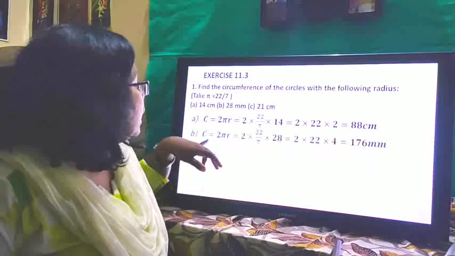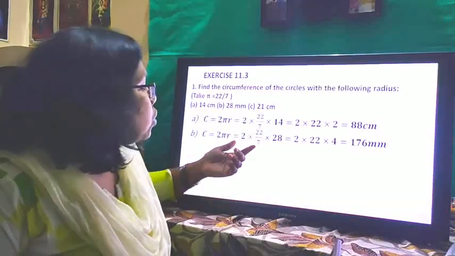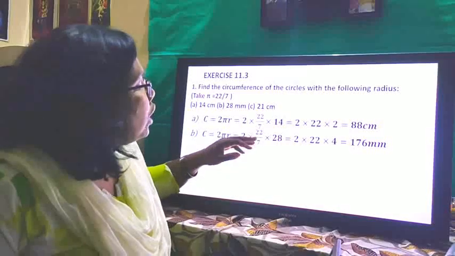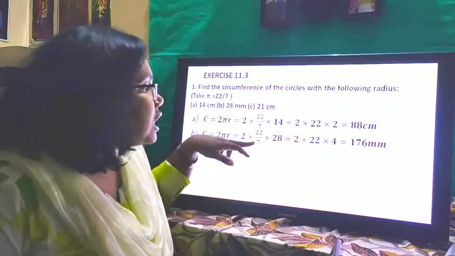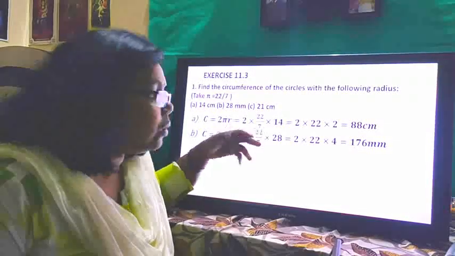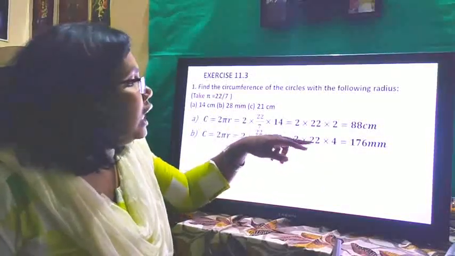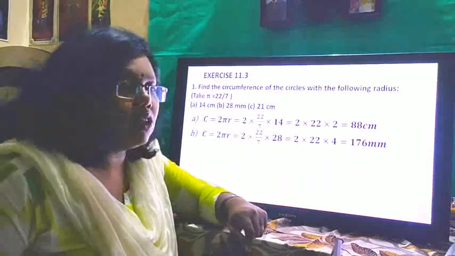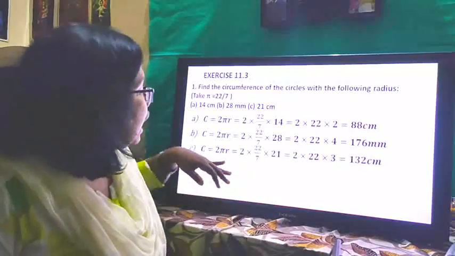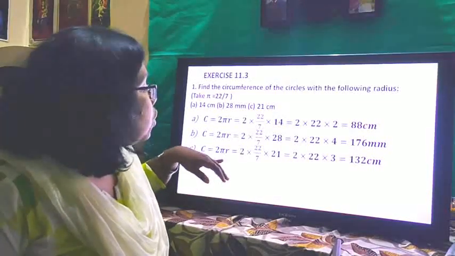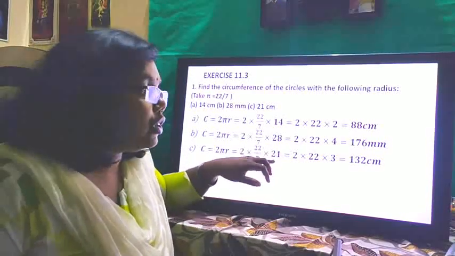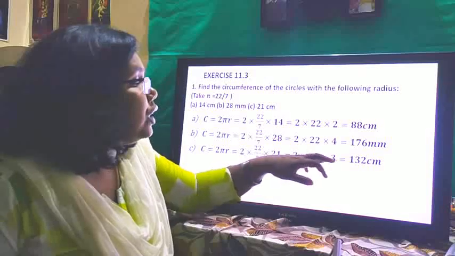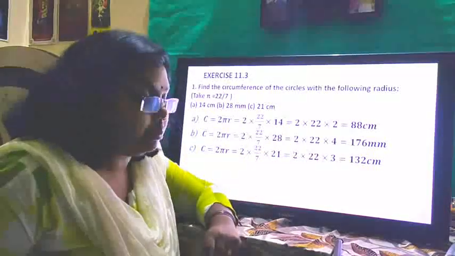Our second one is C is equals to 2 pi r. So again the same process. 2 pi is 22/7. Radius given is 28 millimeter. Now 7 could cancel 28, so we get 4. Then 4 2s are 8. 8 multiplies 22, you get 176 millimeter. Lastly, we have circumference again, 2 pi r, 2 into 22/7 into 21. Now 7 cancels 21, we get 3. So 2 into 22 into 3, we get 132 centimeter.